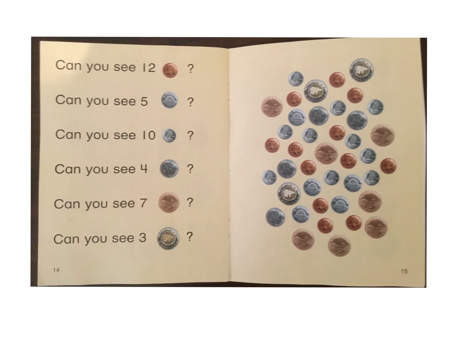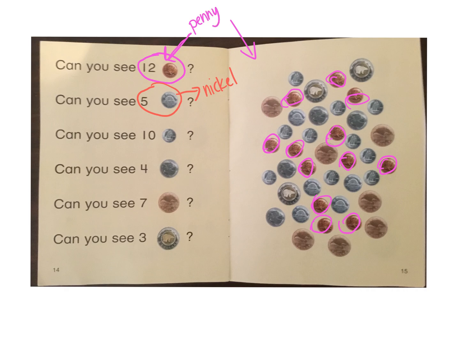Can you see 12 pennies on this page over here? Can you circle the 12 pennies? That's right, you found 12. Okay, now we're going to see if we can find 5. What's the name of this coin? Nickel. Excellent. What was the name of this coin? We forgot to write it down. Oh, penny. So let's find 5 nickels. You're going to circle them with red. Good. You found the 5 nickels.